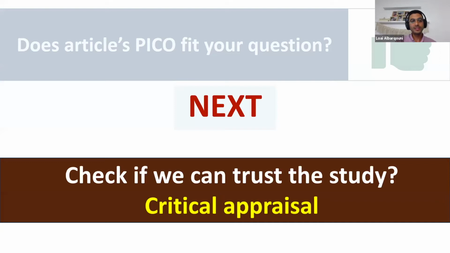For the conclusion and the discussion, usually most of the spin is going on there, if there's any spin in the article. So I would propose that based on the methods and the results, you should draw your own conclusion. And sometimes you can check whether the conclusion you have drawn based on the methods and results matches the authors' conclusion or not.